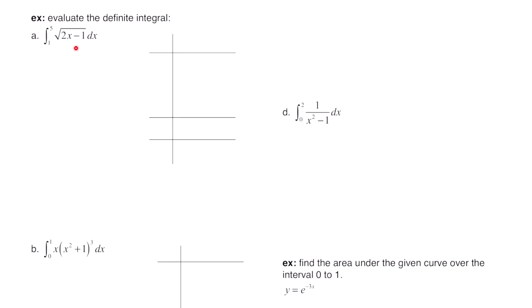This example says, evaluate the definite integral. For part A, we have the integral from 1 to 5 of the square root of 2x minus 1 dx. I also have a video on evaluating indefinite integrals using the substitution rule, so if you want to refer back to that, that can also be helpful, and I explained what's going on over here with this graphic organizer. So here we have a composition of functions. Your outside function is the square root of x, the inside function is 2x minus 1.